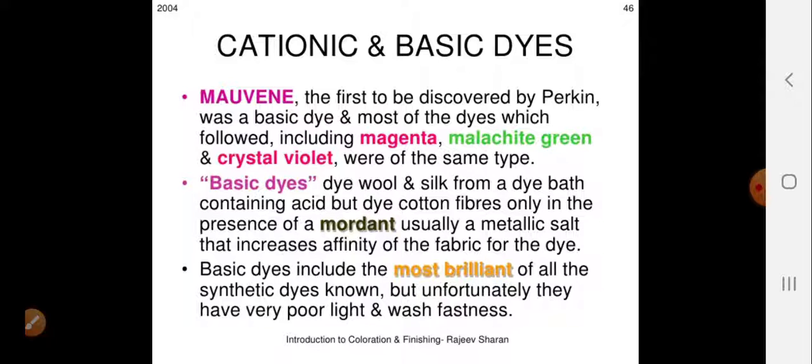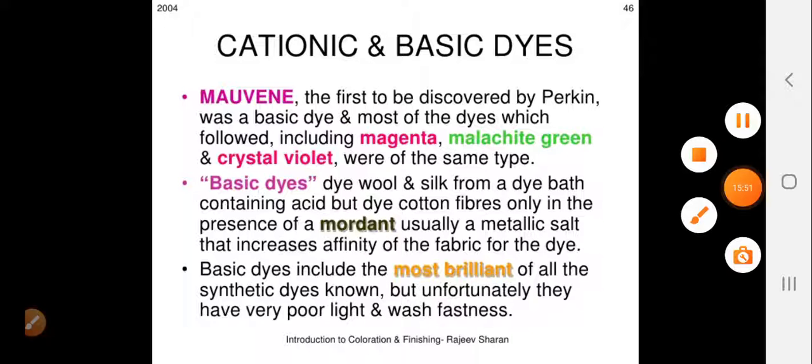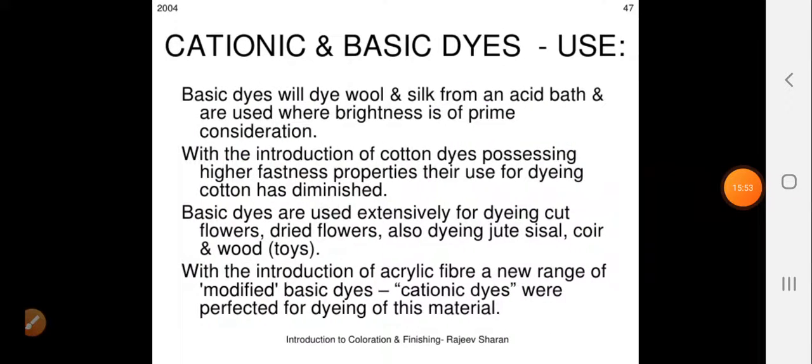Most brilliant of all the synthetic dyes known, and has a very good shade range also, but they have poor light and wash fastness. Again, it is used for wool and silk. Its applications are there, used extensively for dyeing cut flowers, dry flowers, jute, sisal, coir and wood toys.